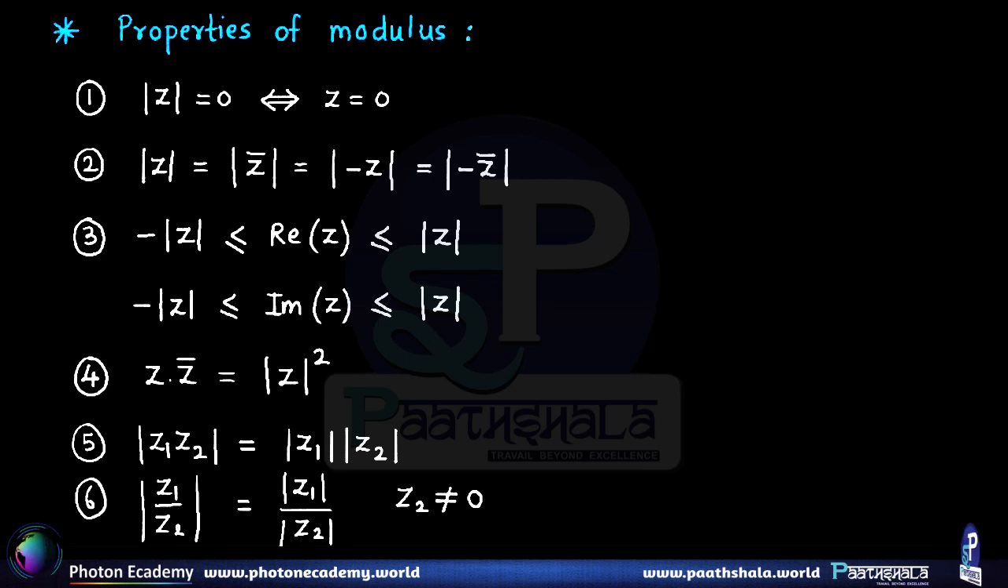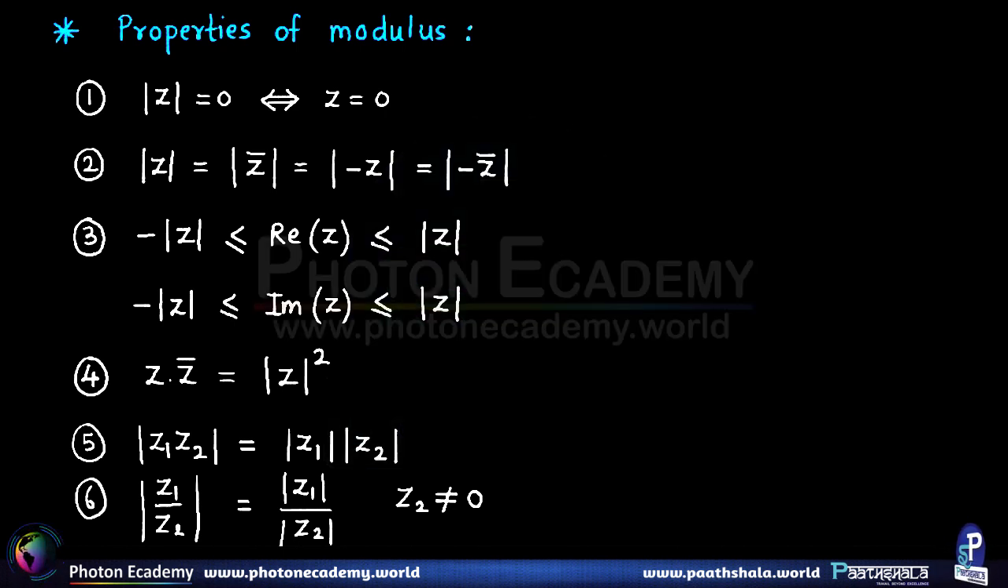Now let us see the properties of the modulus of a complex number and some examples followed by that. Firstly, if mod of z is equal to 0, then the number itself must be 0. Secondly, the modulus of z, z bar, minus z and minus z bar are all the same.